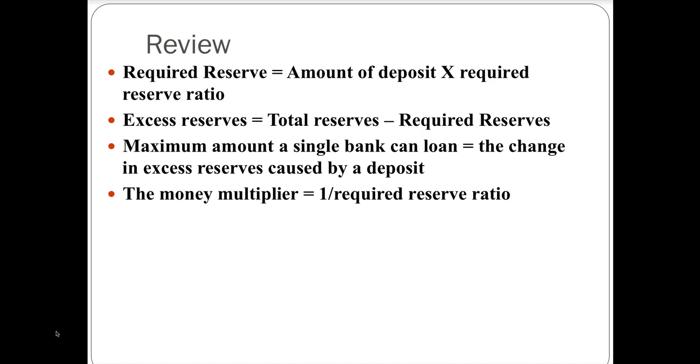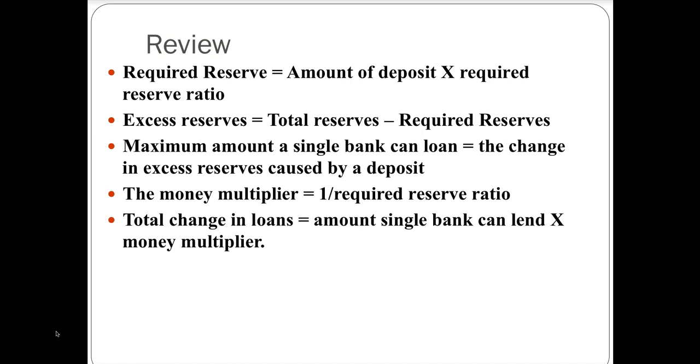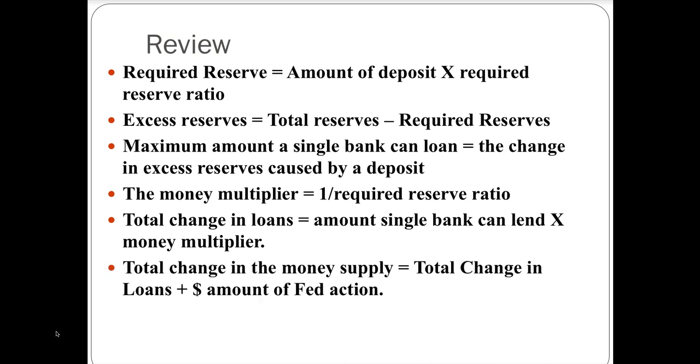The money multiplier is equal to 1 over the required reserve ratio. The total change in loans is equal to the amount a single bank can lend times the money multiplier. It's that change in loans that expands the money supply. And the total change in the money supply is equal to the total change in loans plus the dollar amount of the Fed action.